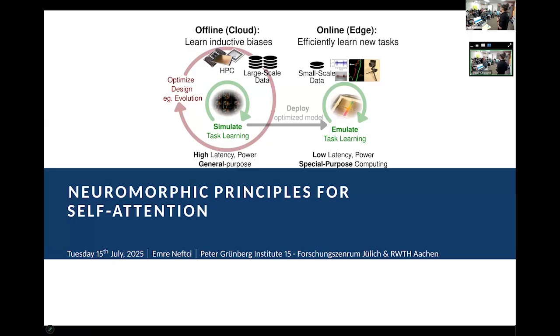This is the one that I think is closest to the topic of the LT, which is why I'll be presenting it here. It's called neuromorphic principles for self-attention. We're really interested in understanding the overlap, or the world in between, transformer self-attention and neuromorphic hardware, and maybe even pushing this to the neuroscience.